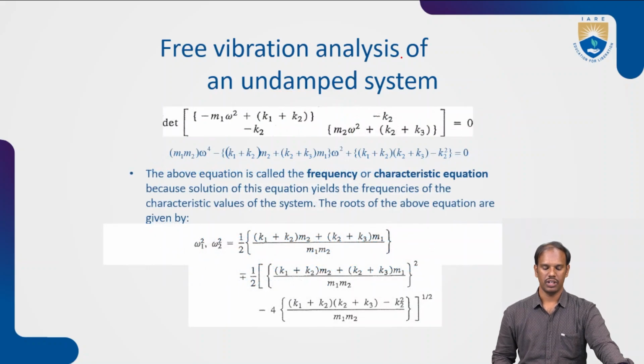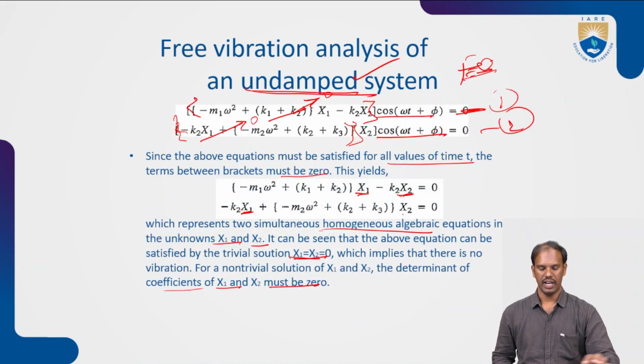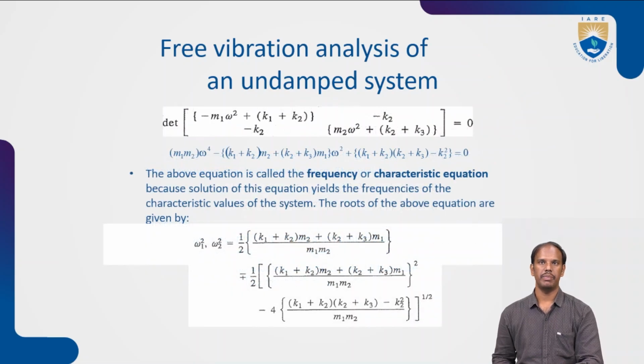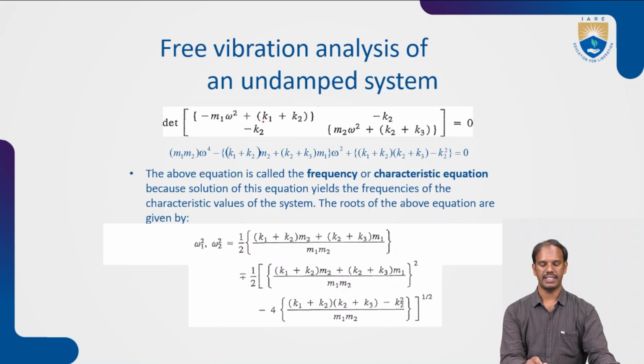Understand? So, coming to the free vibration analysis of undamped systems, we have taken the previous matrix form. Here we take the determinant of the previous values under this equation. So the determinant of this one is: minus m1 omega square plus k1 plus k2, the second element minus k2, the third element minus k2, and here minus m2 omega square plus k2 plus k3.